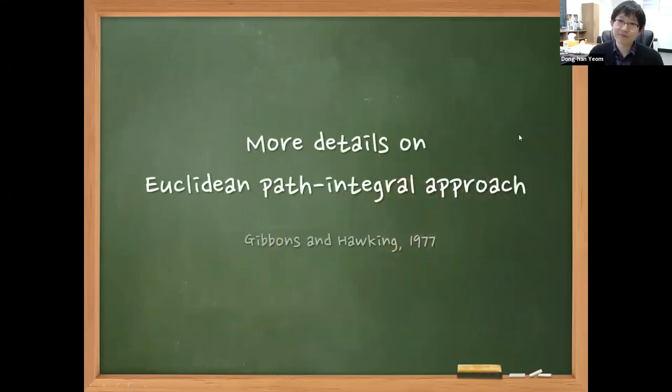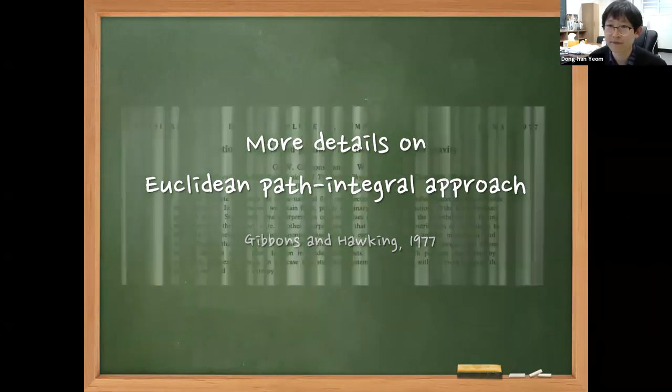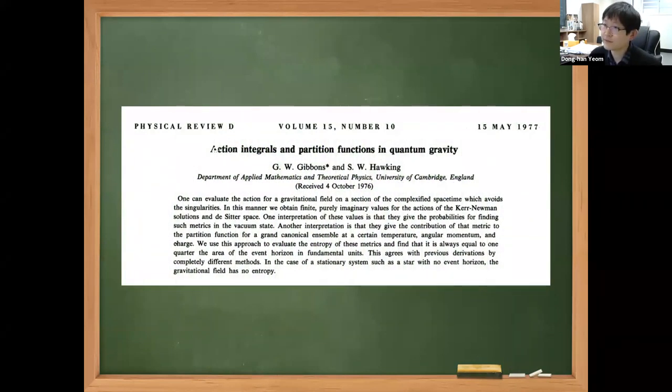Okay, so this is the basic intuitive picture. So what is going on in the field of the Euclidean path integral approach? Now we come back to the black hole background, and we discuss how the entropy can be explained by this Euclidean path integral approach. This is based on the very famous paper by Gibbons and Hawking in 1977. So I captured this paper. The title was Action Integrals and Partition Functions in Quantum Gravity.